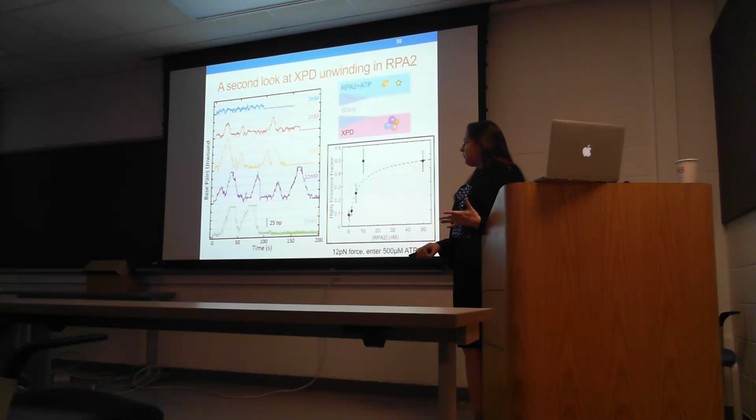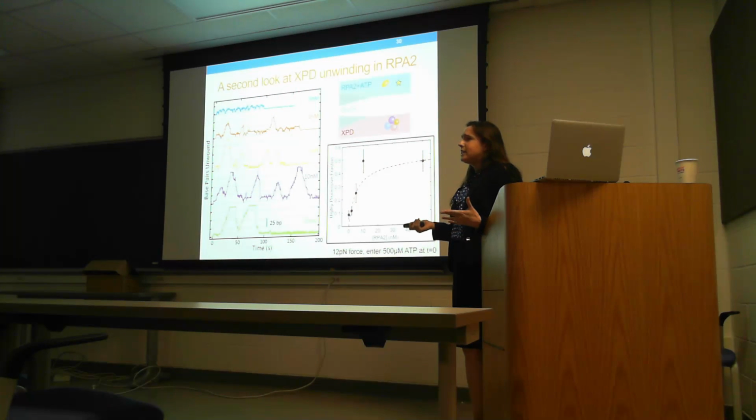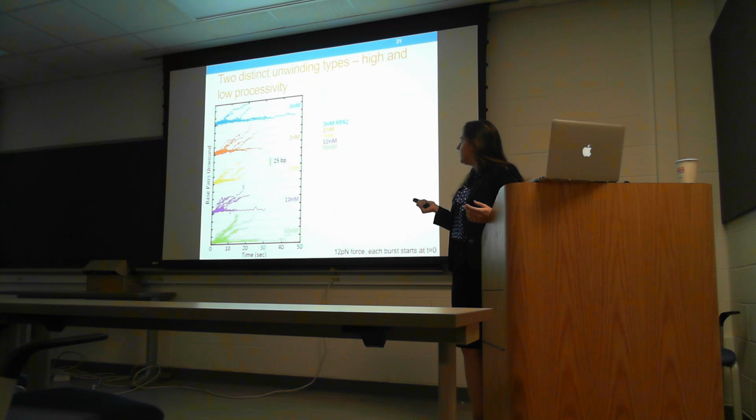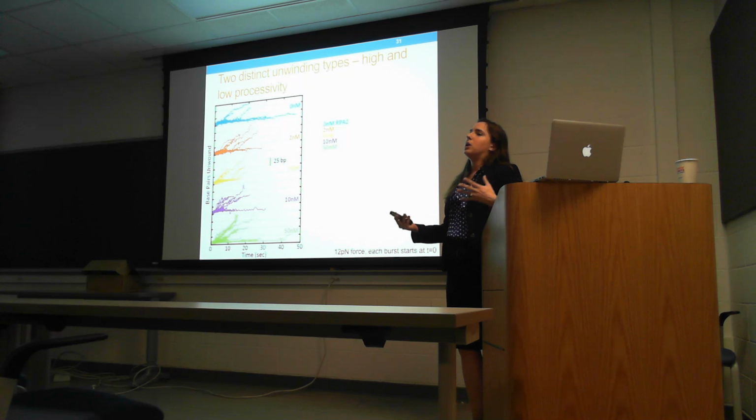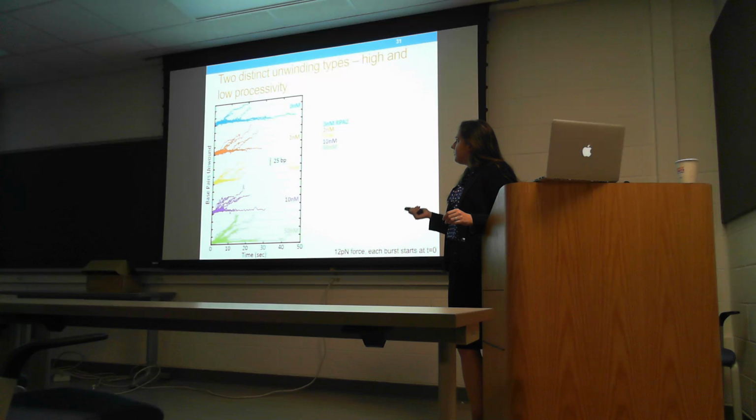So there is an effect, and we do see more unwinding bursts in the tail of this distribution. So what is the difference between low processivity unwinding and high processivity unwinding? I took just the unwinding part of each of these bursts and aligned it to 0 time, just to look at the overall picture of what XPD unwinding looks like. And you see a lot of similar features, even as we increase RPA2.